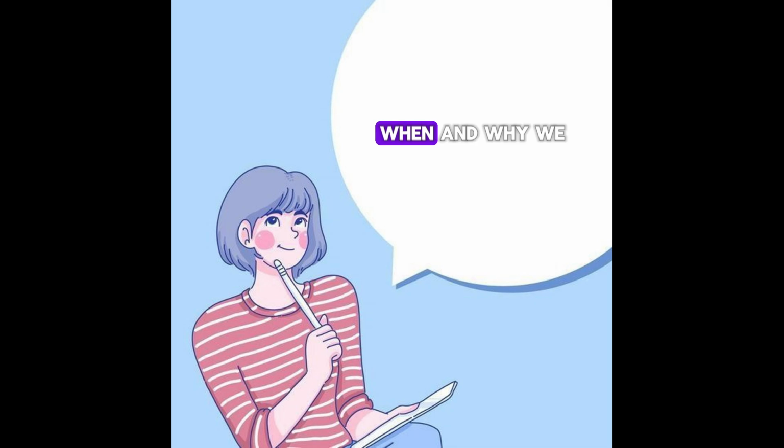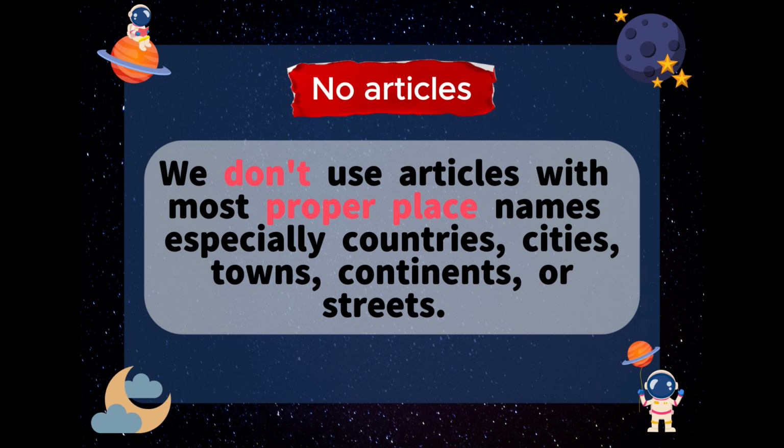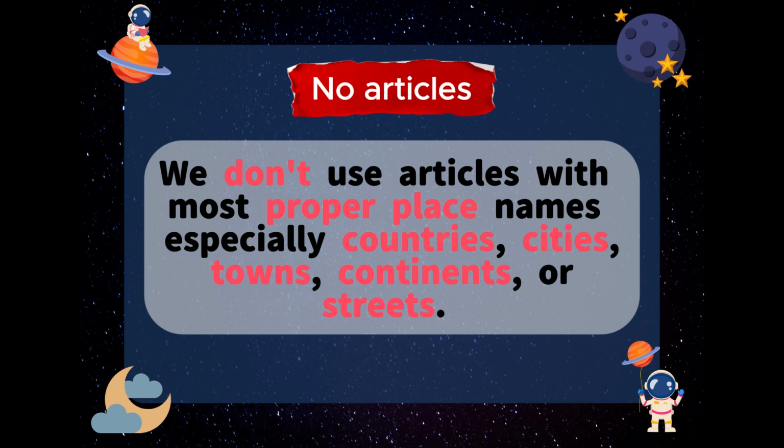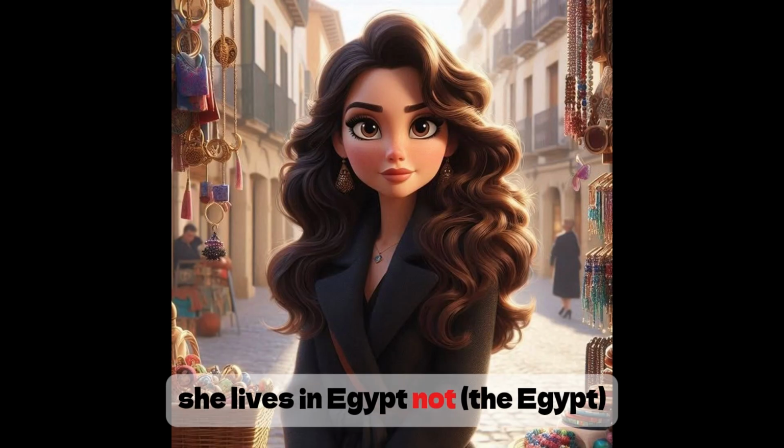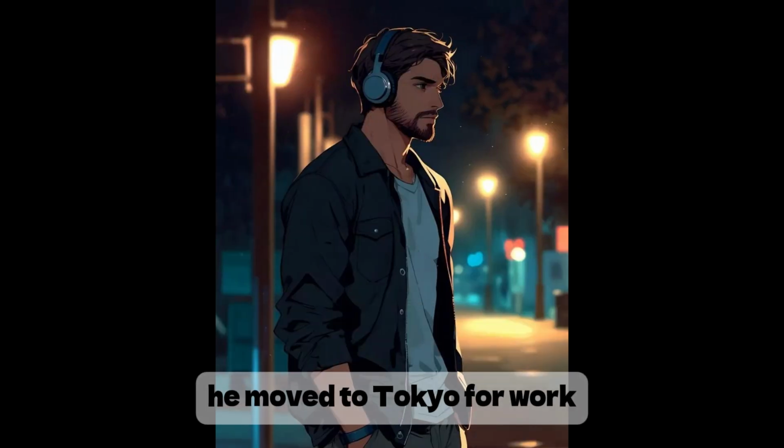Now that we understand when and why we use a, an, and the, let's explore the situations where we don't use any article at all. We don't use articles with most proper place names, especially countries, cities, towns, continents, or streets. Examples. She lives in Egypt, not the Egypt. I visited Paris last summer. He moved to Tokyo for work.